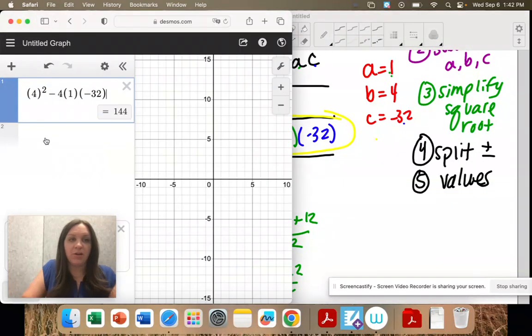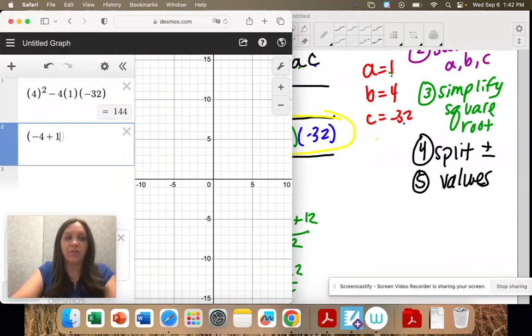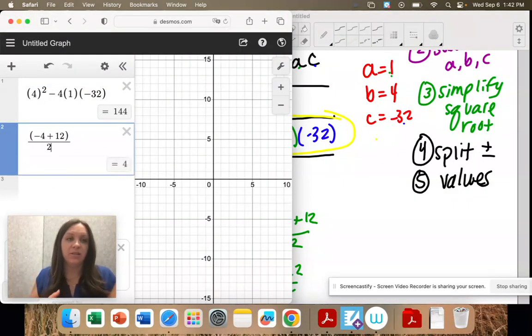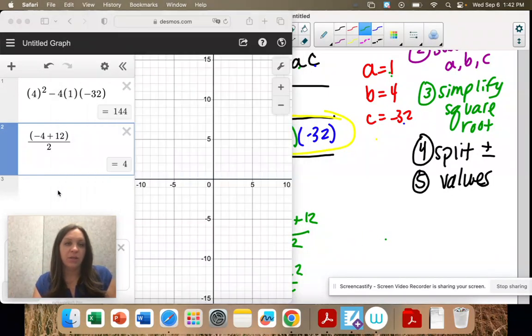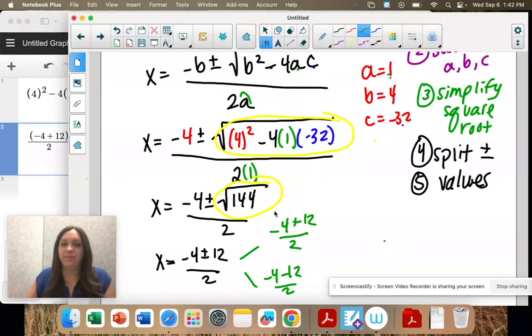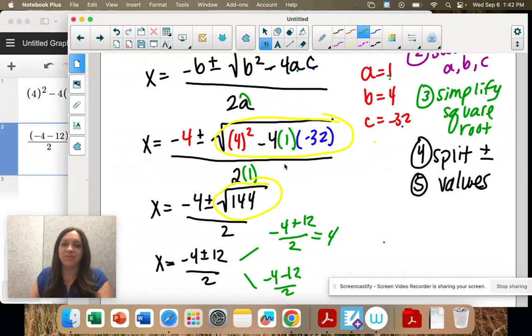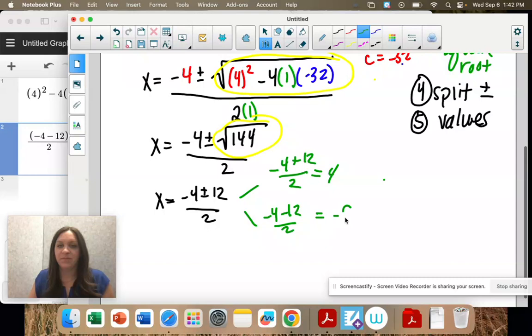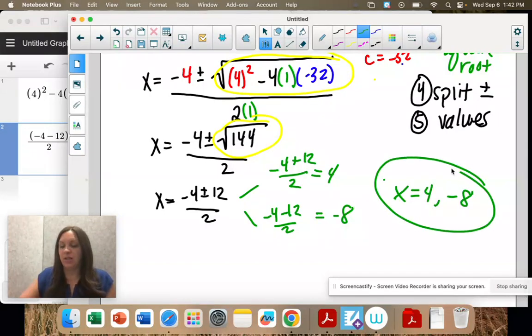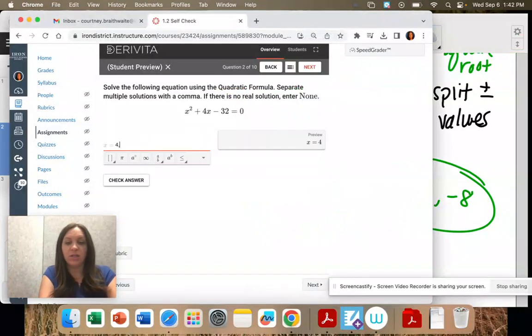And I'm going to use my calculator. So negative 4 plus 12. See how I put that in parentheses? It's to keep it on the numerator. So that's 4. And then I change to a minus, and it's negative 8. So x equals 4 and negative 8. And when you type those in, you use a comma.